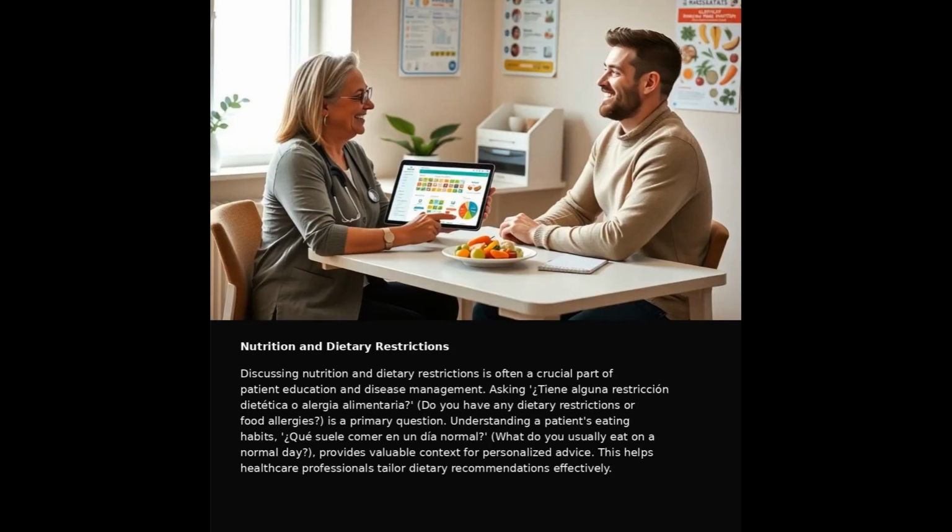Nutrition and dietary restrictions. Discussing nutrition and dietary restrictions is often a crucial part of patient education and disease management. Asking, ¿Tiene alguna restricción dietética o alergia alimentaria? Do you have any dietary restrictions or food allergies? Is a primary question. Understanding a patient's eating habits, ¿Qué suele comer en un día normal? What do you usually eat on a normal day? provides valuable context for personalized advice. This helps healthcare professionals tailor dietary recommendations effectively.